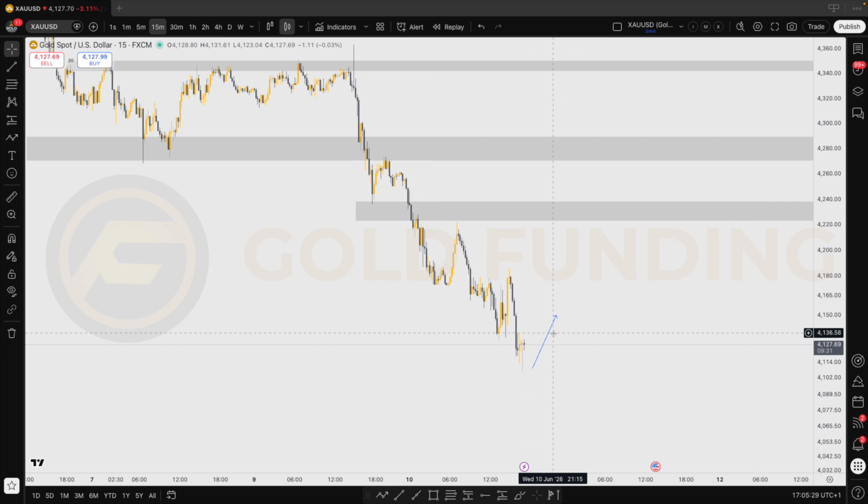A change of character will mean that we need to see, instead of a lower low and lower high continuing, for example, if it was to take place after this lower low was created, we need to see price break through the last lower high.